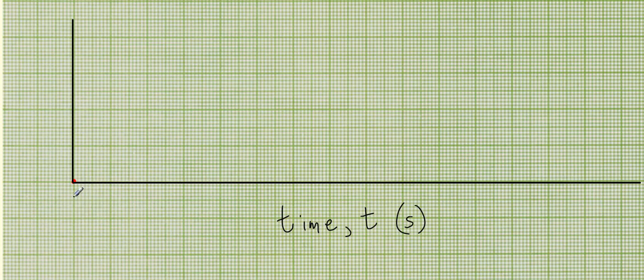And then we start a convenient scale. So we start at 0 seconds, we'll say 1, we'll skip 2 and 3. So it appears that every centimeter represents 1 second.